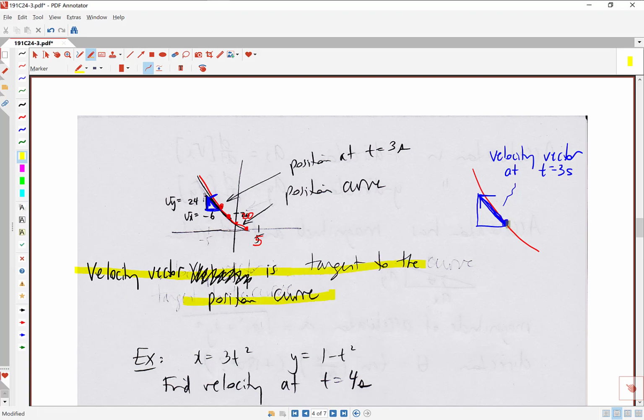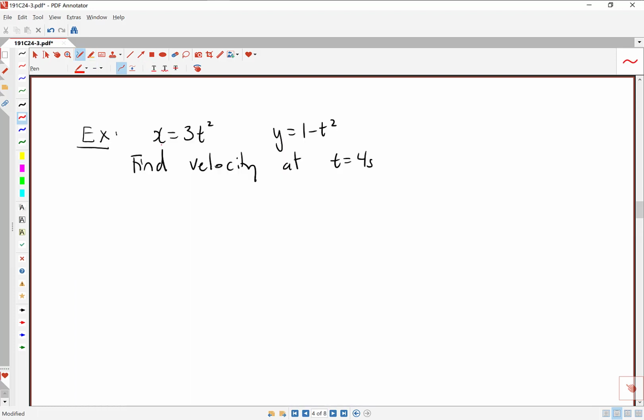So the velocity vector touches the position curve just right at that position there. And the velocity vector describes the direction in which the position curve is moving. So our position is x equals 3t squared, y equals 1 minus t squared. We're going to find the velocity at t equals 4 seconds.